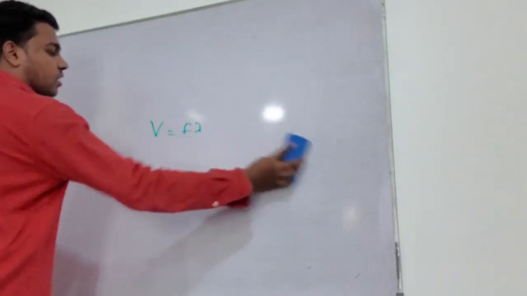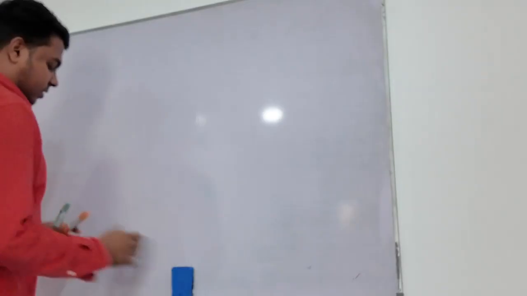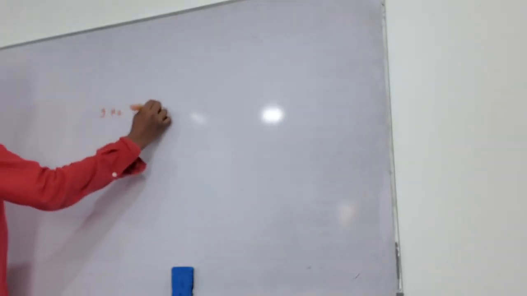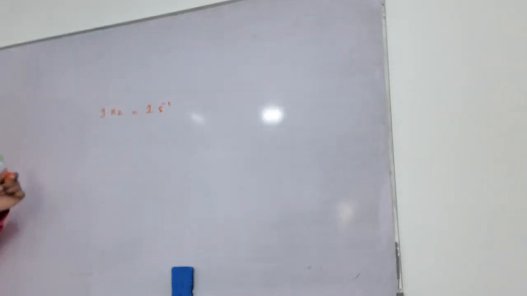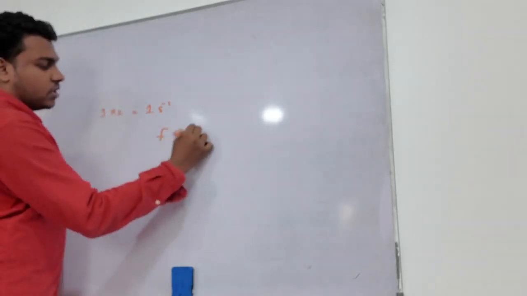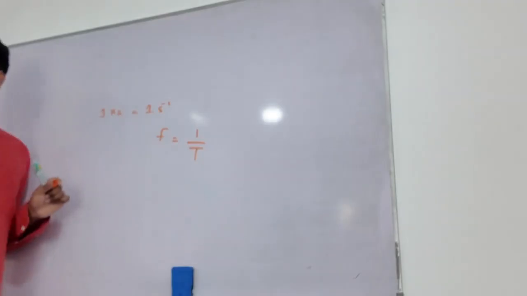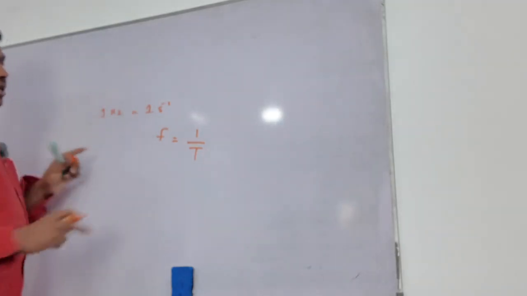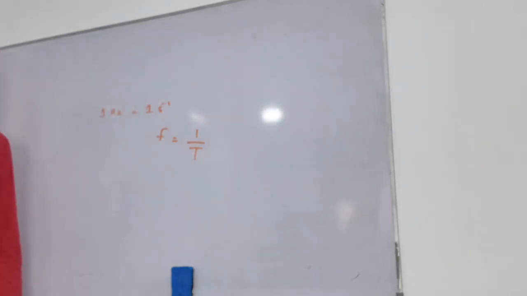Can you understand this hertz? 1 hertz is equal to 1 s minus 1. Why? Frequency equals 1 over time period. Because of that only you have to understand. So instead of hertz I am going to put s minus 1. Then it will be understood properly. Look at this.